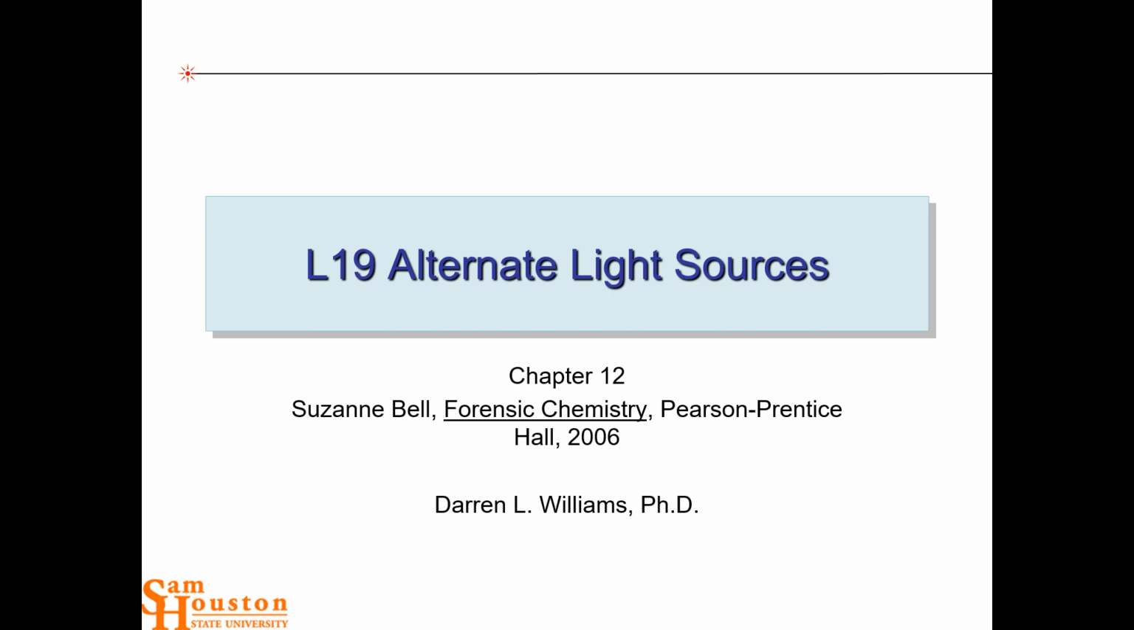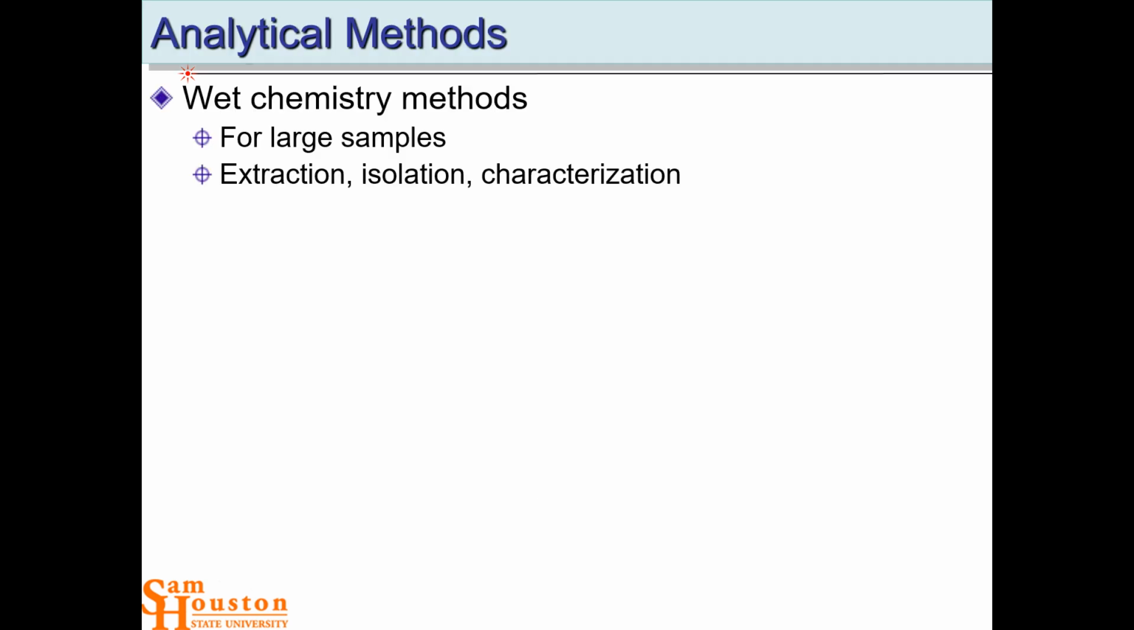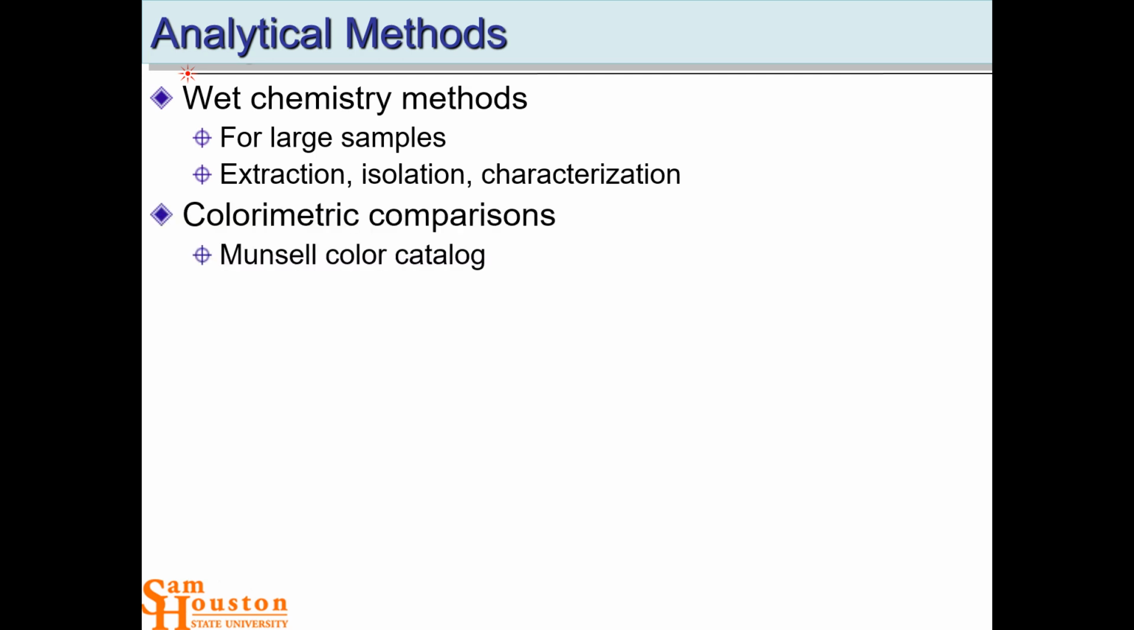You need good lighting, and sometimes visible light, just because you are using your eyes to look around, may not be the best source of illumination. And so this whole talk is about alternate sources of illumination. We have all kinds of analytical methods that we've talked about before, the wet chemistry methods for large samples and so on, extraction of the analyte.